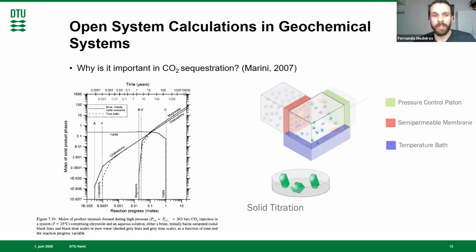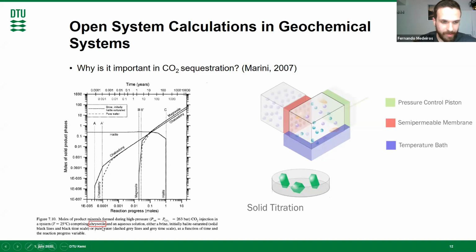And why is it important in CO2 sequestration? This is a plot that is common in that kind of literature in order to understand what happens with the mineral formations once you inject CO2. In this plot on the left, you can see phases that are changing due to a reaction. There is a reaction process here, and the amount of phases is changing. So basically, the system is open to a CO2 reservoir.